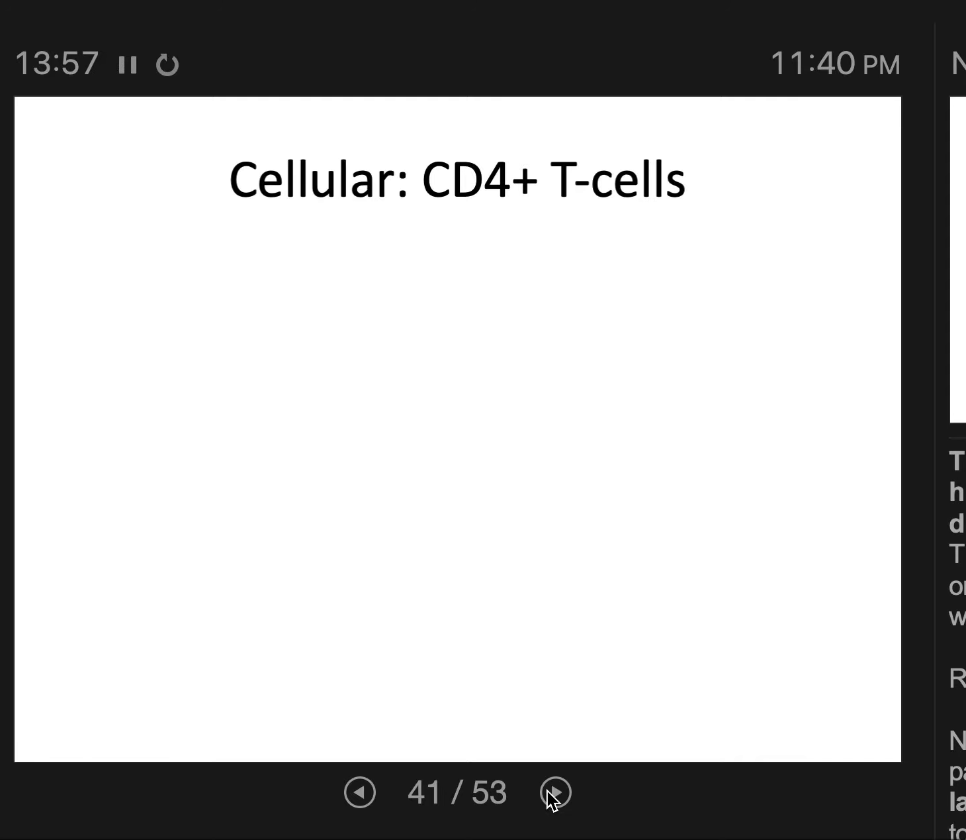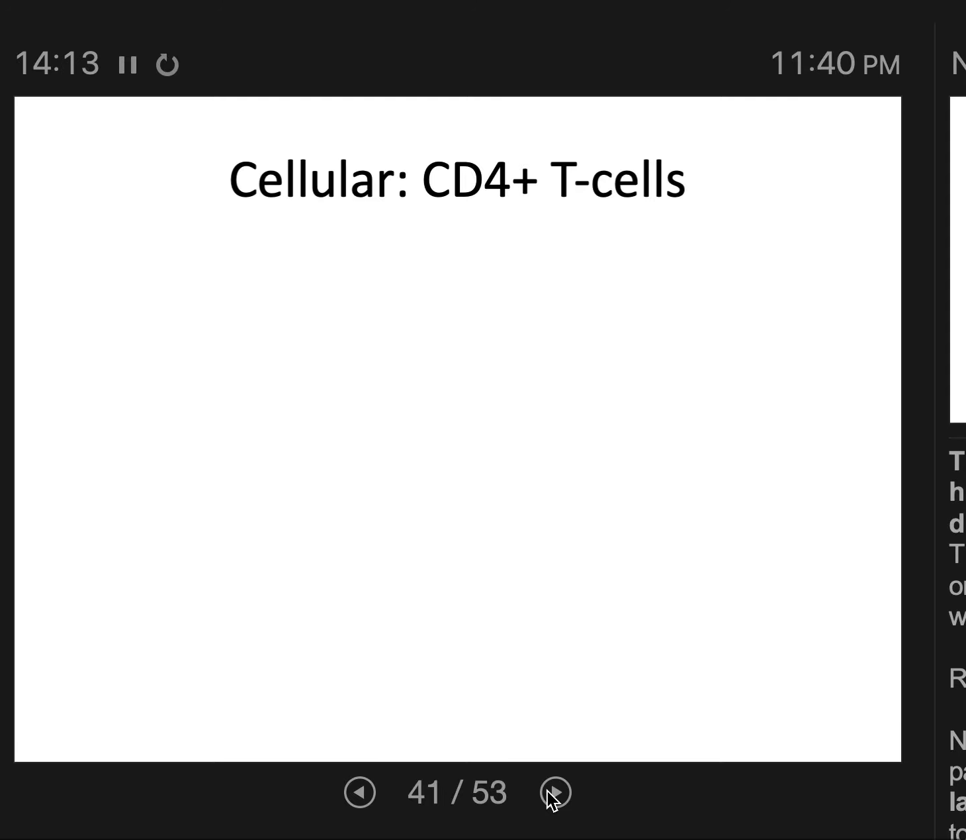Remember when B cells phagocytize a pathogen, they then display fragments of that pathogen that they digested on their MHC class 2s. Then they wait for a co-stimulatory signal from a helper T cell, and that helps activate the B cell.